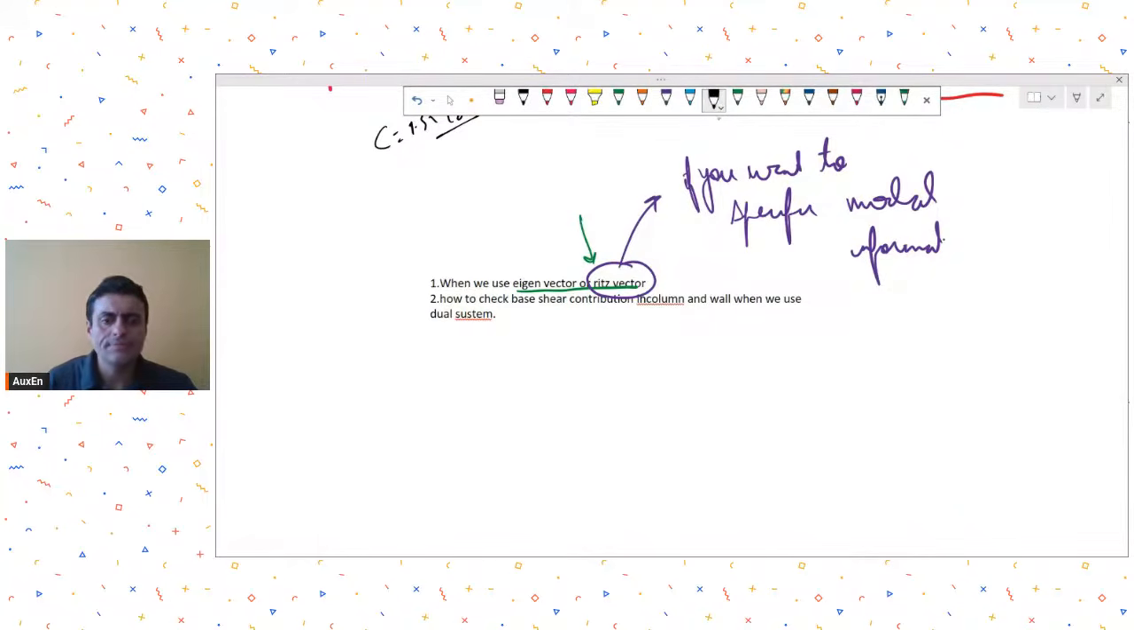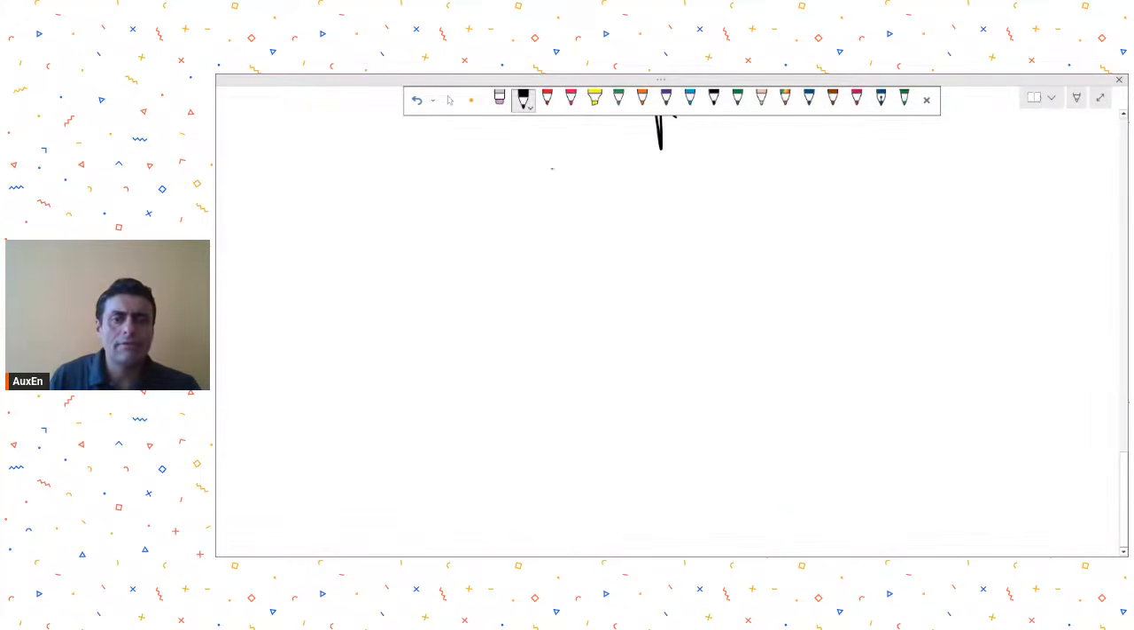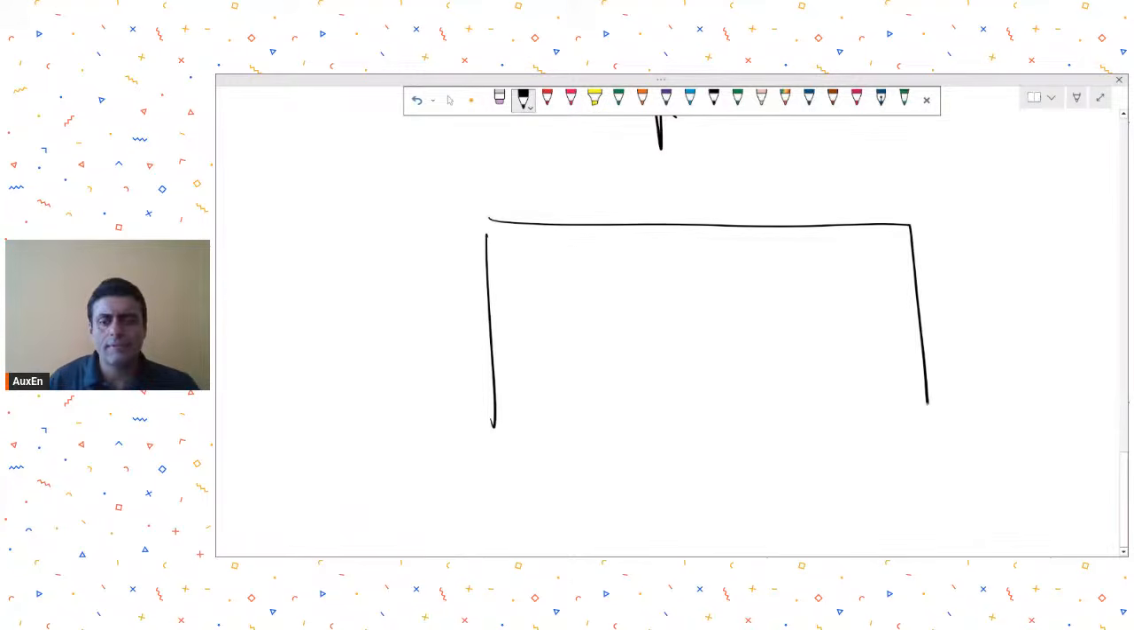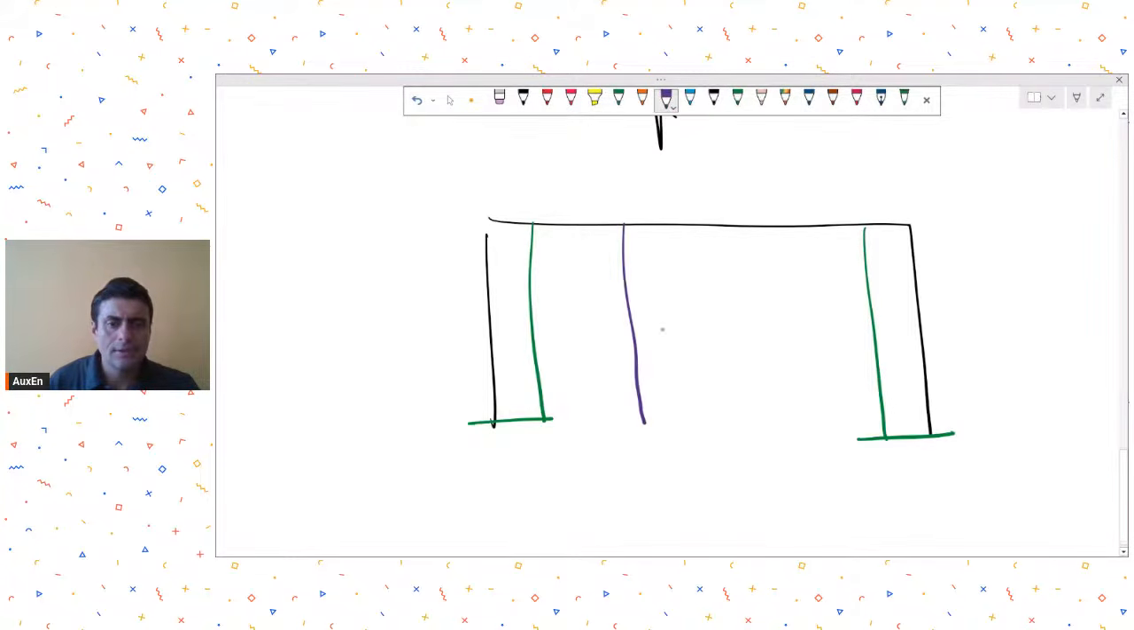Okay. Then he is asking how to check the base shear contribution in columns and walls. So you can see when you have, this is your frame, and let's say these were your walls and these are your columns. This purple line is column, green line was wall, and let's say it is acted upon by some earthquake load.